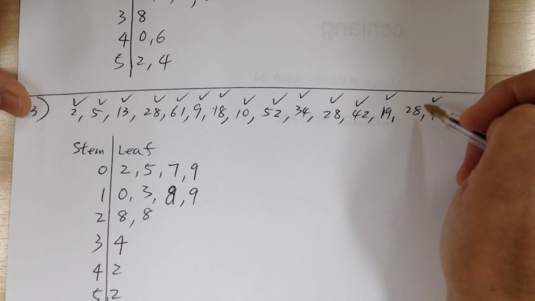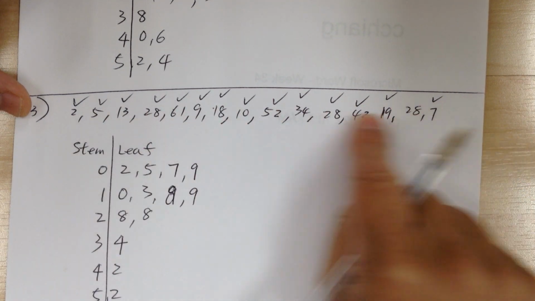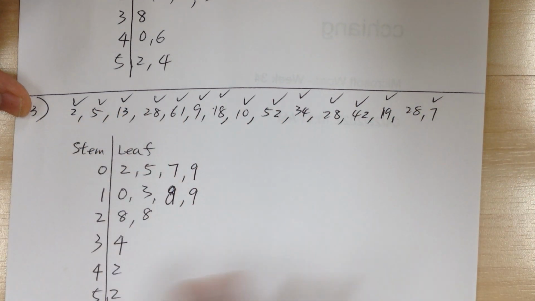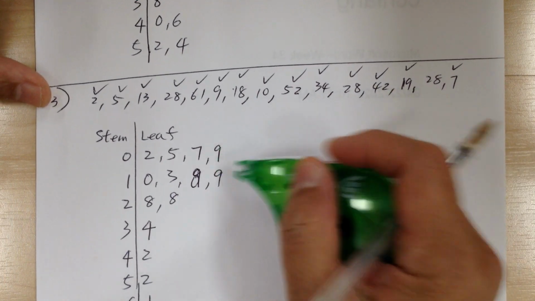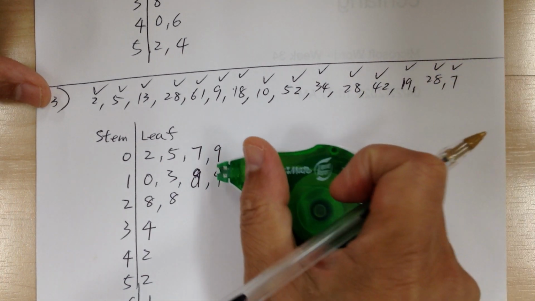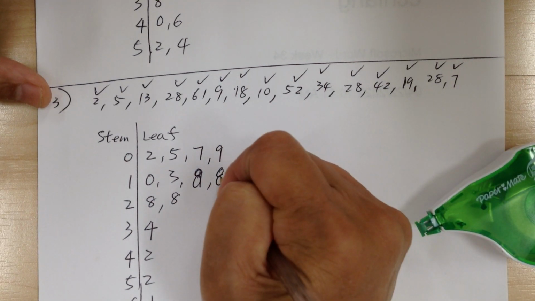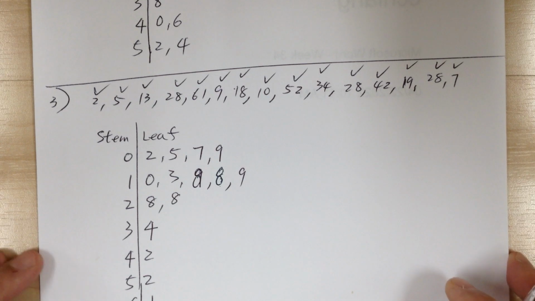So we need to go back and see. That's where you want to put a check mark. That way, if you miss something, you can see it. You also want to count total numbers. So there are 15 numbers over here, and I only count 14. Okay. So I got another 28 right over here. Okay. There we go. And that's your stem and leaf plot.